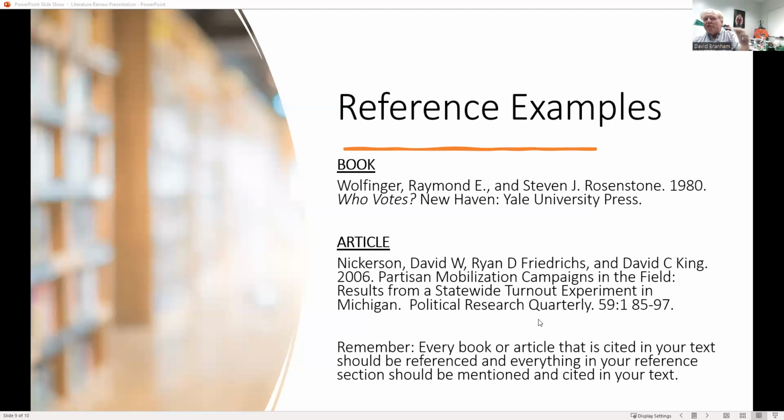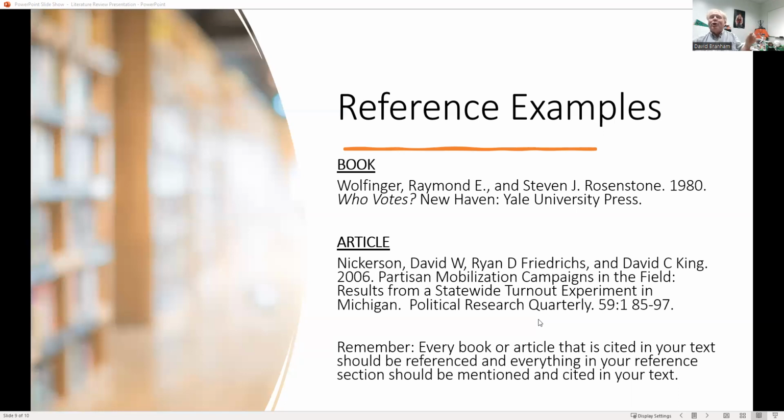So in this case, it's Wolfinger, Raymond E., period, comma, and Stephen J. Rosenstone. See, now we put first name first, middle initial, last name. If they don't have a middle initial, don't worry about it. Don't put the middle initial. It's just whatever is on the publication that you're citing. So here you have Wolfinger, last name first, and then Stephen J. Rosenstone, period, and the year, 1980, period.